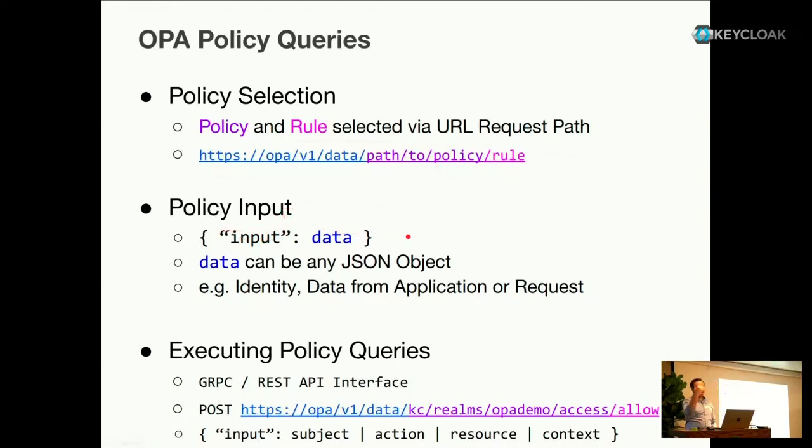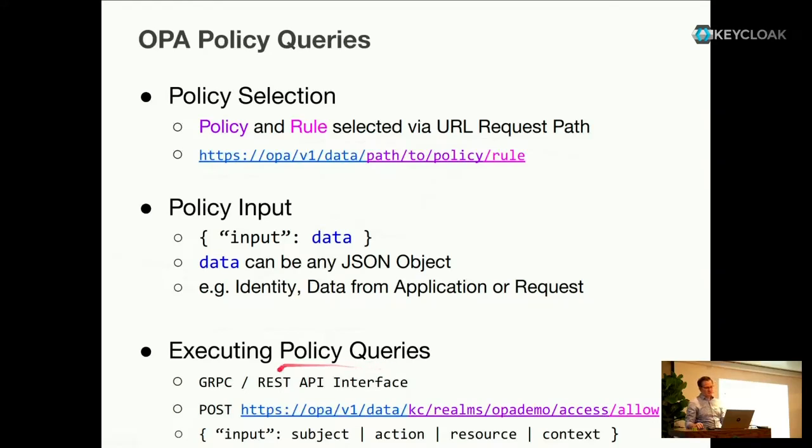Okay, policy input, as said, can be any arbitrary JSON object as long as it is wrapped in a JSON object that has an input attribute. And this is usually consisting of identity information or data from the application or the request. And to execute a policy query, you would basically call a gRPC or REST API interface.